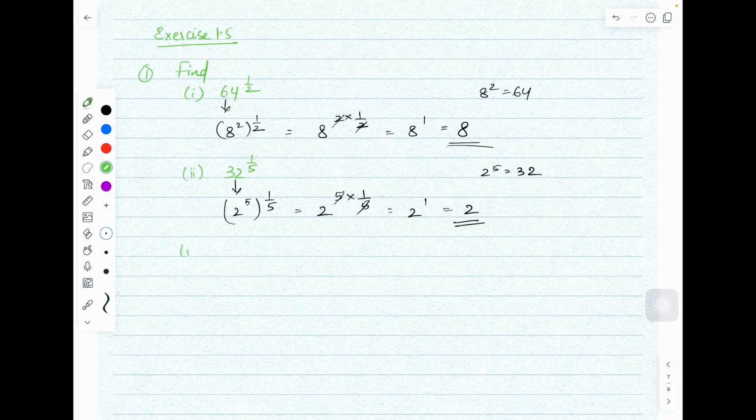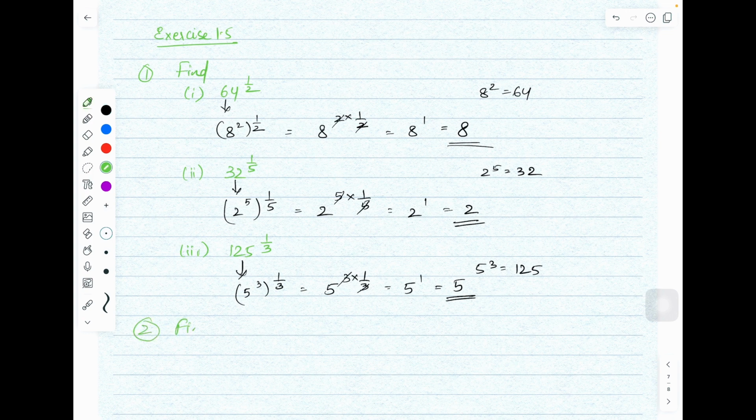The third simplification given is 125 to the power 1 by 3. We know 5 to the power 3 equals 125, so instead of 125 we can write 5 to the power 3 to the power 1 by 3. In this form the exponents get multiplied: 3 into 1 by 3, the 3 cancels. 5 to the power 1 equals 5. Understood?